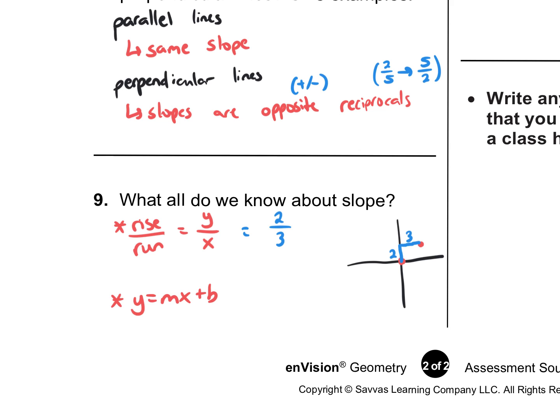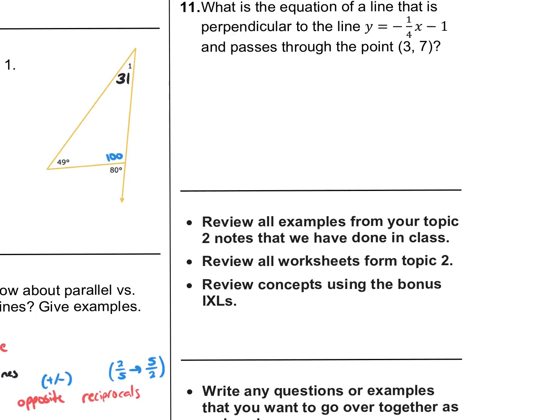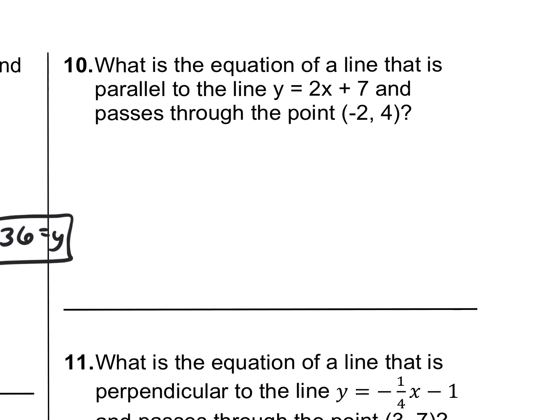All right, for number 10, there we go. Number 10, it says, what is the equation of a line that is parallel to the line y equals 2x plus 7 and passes through the point negative 2, 4? What are some words that I care about in there? Parallel. That's the big one, right? I care about parallel. So I want to know what the parallel slope would be. Okay? If the lines are parallel, what do we know about the slopes? They're the same. So what's the slope of my original line here? 2, because it's in the spot of m in y equals mx plus b. Good. So what would my parallel slope be?